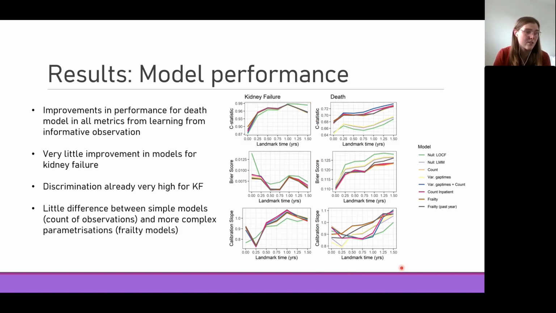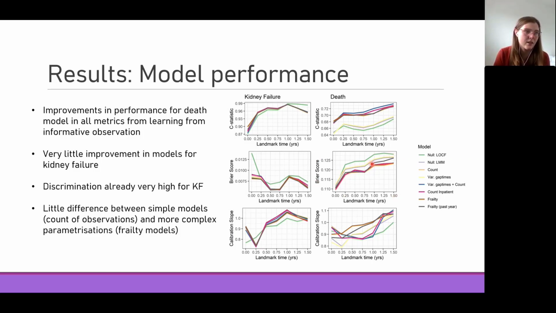If we look at the predictions for death, though, or the metrics for death, on the C statistic plot, we've got this grouping of lines above this other one. So this lower set of lines, these are the null models, essentially. So these are the ones that don't account for informative observation. But all of this higher group are models that have been allowed to learn from that observation process. And there does seem to be a considerable jump up in the discrimination of those models that learn from informative observation. We see the same effect in the Brier score as well, a little bit less pronounced.